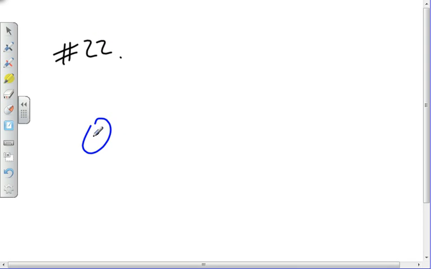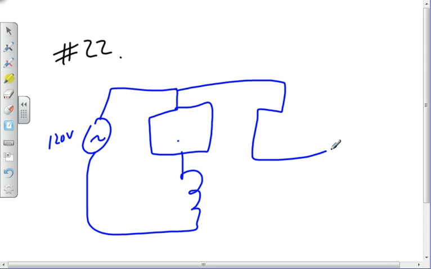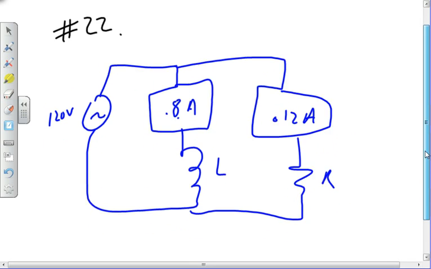All right, so I've got 120 volts, and I've got this guy here. I'm going to throw in an ammeter, and over here I'll throw in another ammeter. Resistor there, inductor L, 0.8 amps, 0.12 amps. Now I wouldn't write them that way, except I don't want to copy directly out of the book.